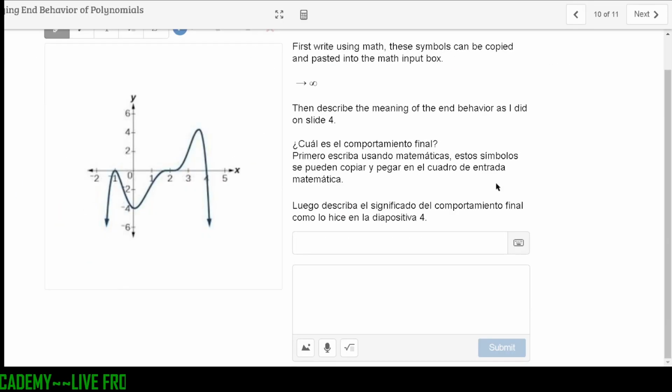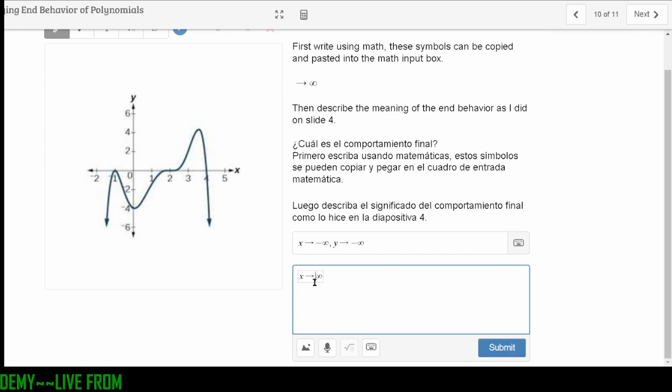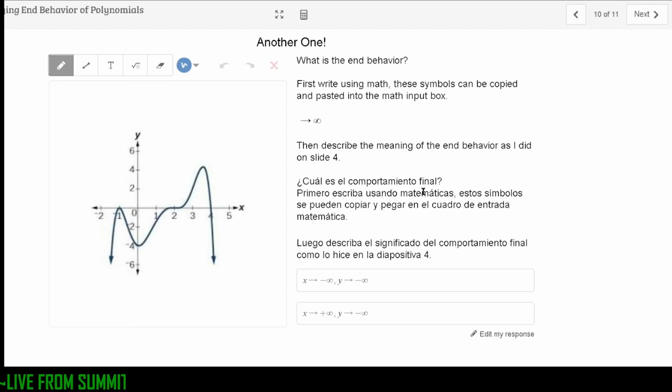So now let's try typing so that we can have our symbols in here. So copy what we have. x goes to negative infinity, y goes to negative infinity. And then same kind of idea, x goes to positive infinity, y goes to still negative infinity. Just make sure you separate it like that, so you can see both of those together.